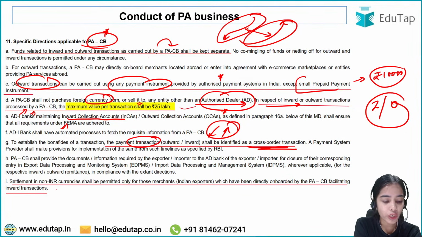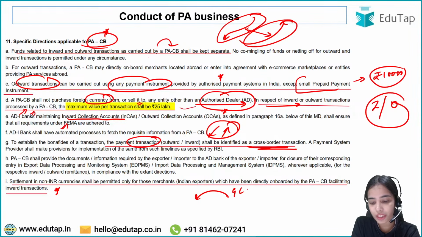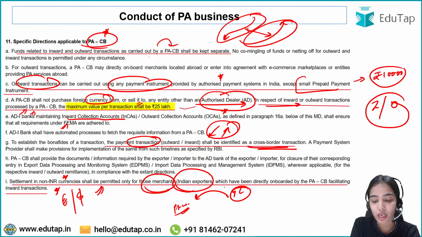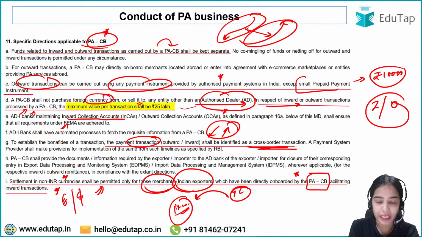Okay. Settlement in non-INR currencies, that is, say, Germany's region is sending money for the Fab India website. So that is in euro and such. So settlement in non-INR currencies, that is settlement is happening in euro or dollar, they shall be permitted only to those merchants, for those Indian exporters which have been directly onboarded by a payment aggregator cross-border facilitating inward transactions. So Fab India website can only get the settlement in the non-INR currencies if the Fab India website has connected with the payment aggregator cross-border, okay, entity.